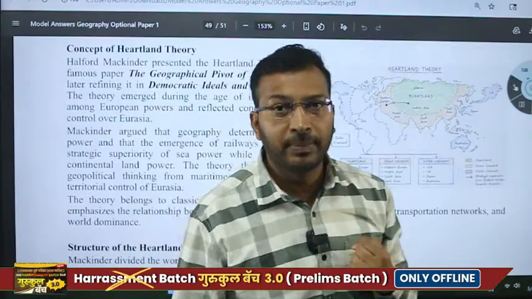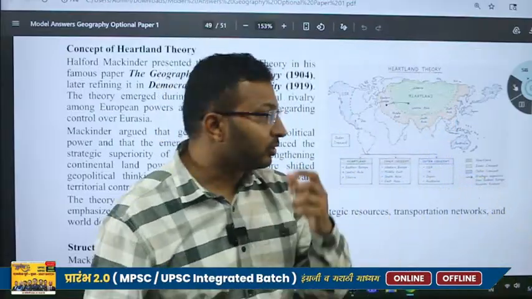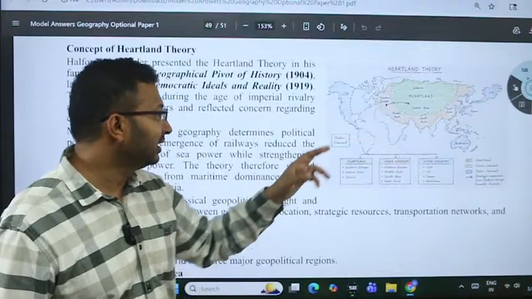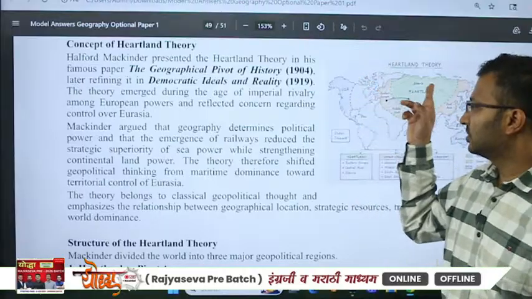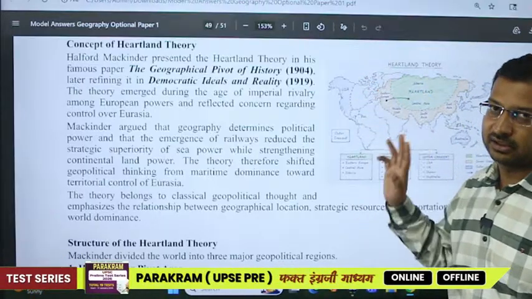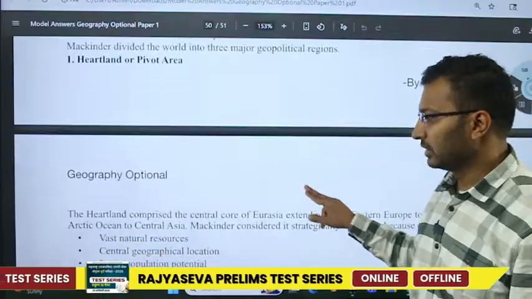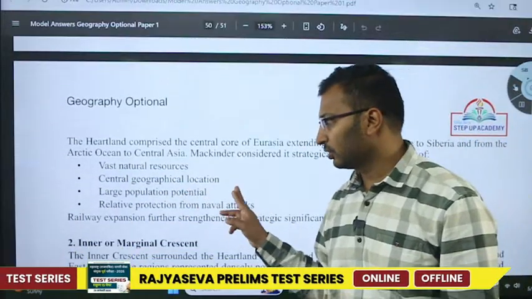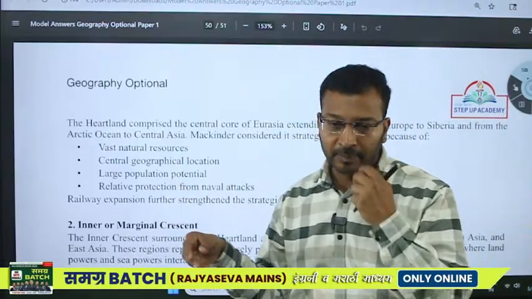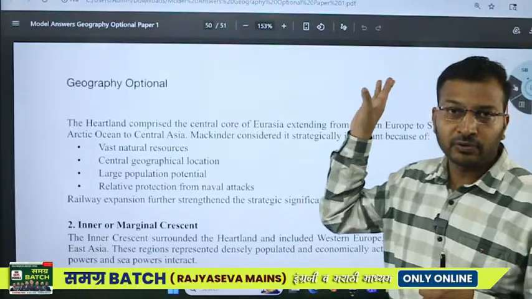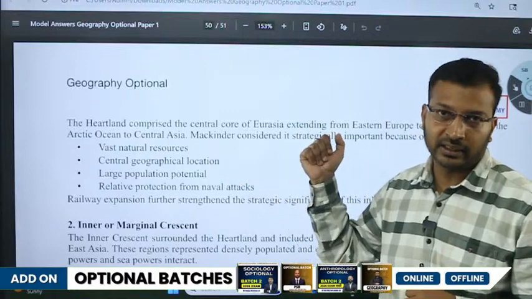Because naval powers are not able to capture this area, whosoever controls this area will rule the world. This area is also naturally quite good in resources. It has a lot of resources, but at that time they were untapped resources, but still he was talking about this. So first he talked about the heartland. Heartland covers Eastern Europe, Central Asia, and Siberia. Okay, so he said that it is acting as a pivot area, a natural fortress. You can talk about vast natural resources, central geographical location, large population potential. No doubt it is very sparsely populated, but it has large population potential. But now because of global warming, this entire permafrost region is slowly and steadily going to melt, and it is going to provide a good ground for agricultural and mining activities.